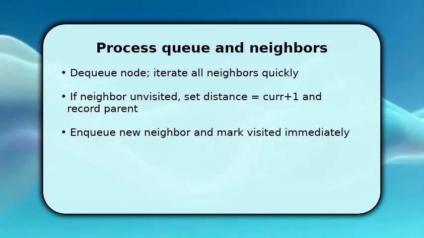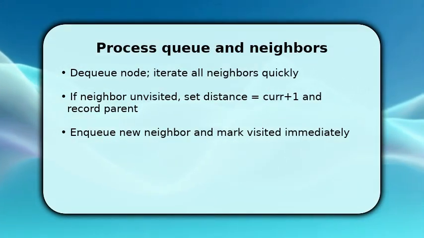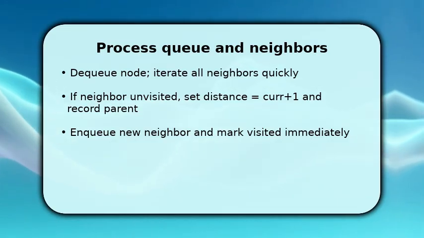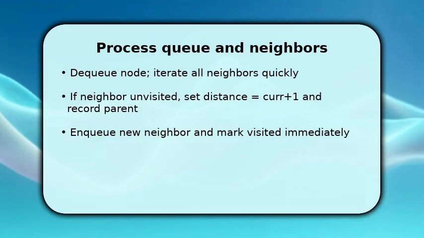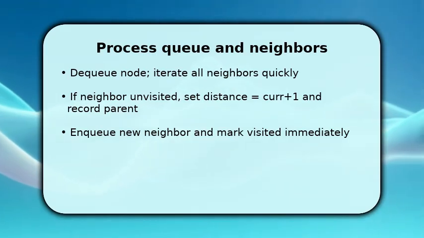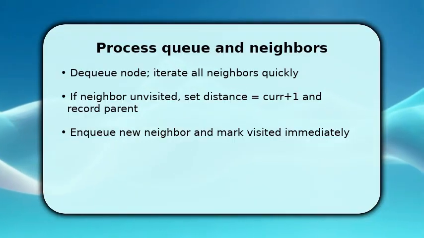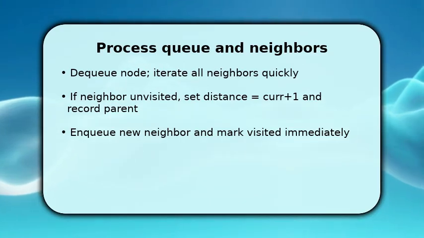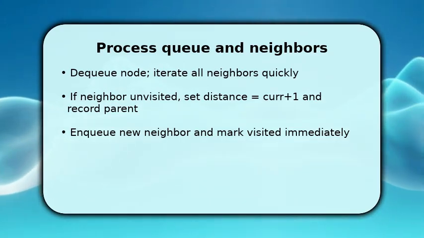You now enter the main loop, dequeue the front node and inspect each neighbor. If a neighbor is unvisited, set its distance to the current node's distance + 1 and record the current node as its parent to capture the path. Enqueue that neighbor and mark it visited right away to avoid multiple enqueues. While iterating, skip edges to visited nodes. This prevents wasted work.